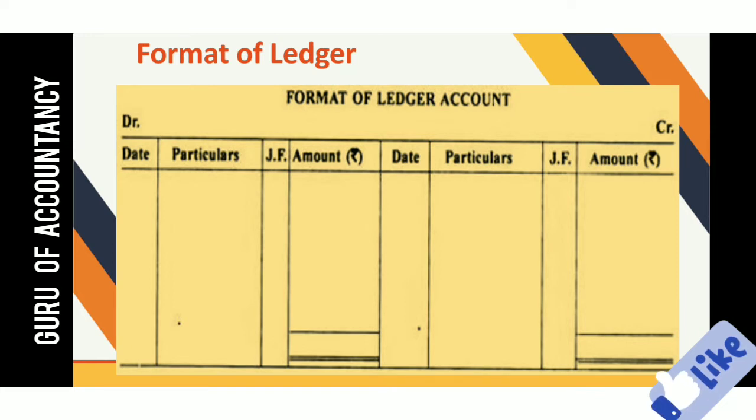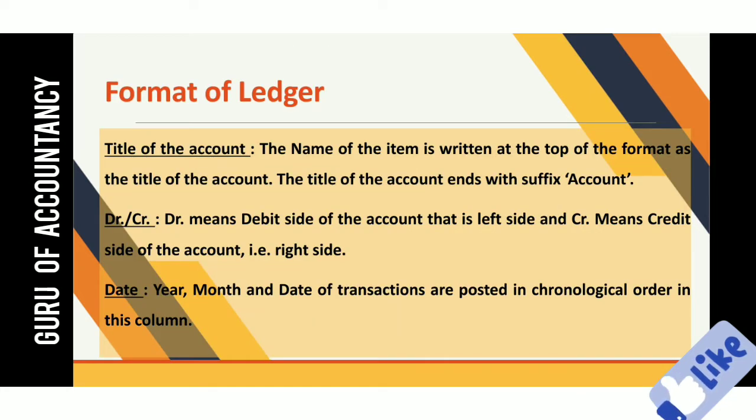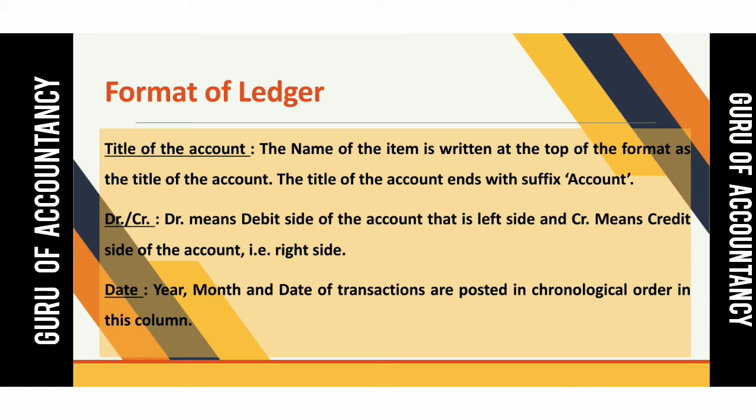Let us understand the meaning of all this. At the top you have to give the title of the account. Then at the top on both the corner you have to write DR and CR. Left side you will write DR and right hand side you will write CR. DR means debit side and CR means credit side. Date, year, month and date of transaction you have to write in the date column, and in the particulars column you have to write the name of the account like cash account or capital account, etc.